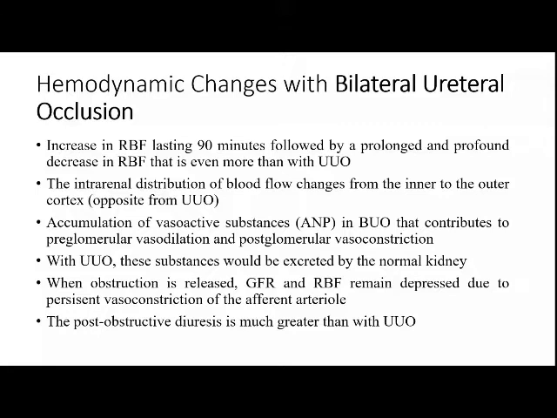But in bilateral obstruction, both kidneys are affected, so the vasoactive peptides are not excreted. Bilaterally it is increased and leads to cardiac failure, which releases atrial natriuretic peptide, which causes systemic effects. Normally in bilateral obstruction, GFR and renal blood flow remain depressed due to persistent vasoconstriction of the afferent arteriole, with accumulation of sodium, potassium, urine, and water, and the post-obstructive diuresis is more compared to unilateral ureteral obstruction.